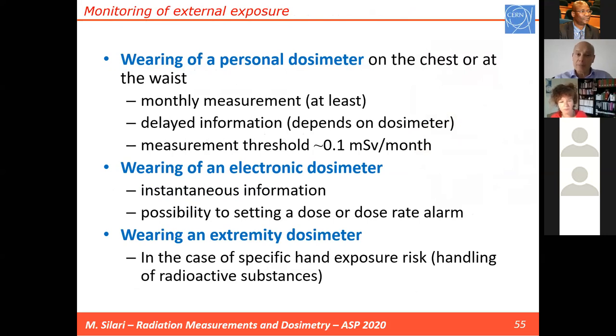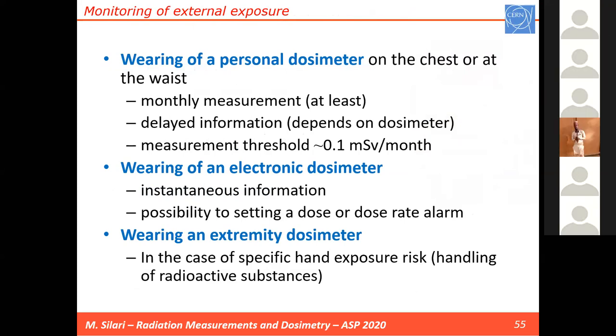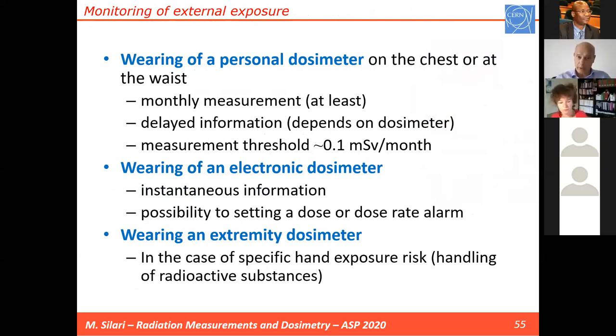To monitor external exposure, you have to wear a personal dosimeter, always. Normally it's worn at the chest or at the waist. It has to be read at least monthly to check your monthly dose, so you can take corrective measures if you're getting too much dose that would bring you close to the annual limit. A passive dosimeter will give you delayed information, and it has a measurement threshold which is typically rather high, typically 100 microsievert per month.